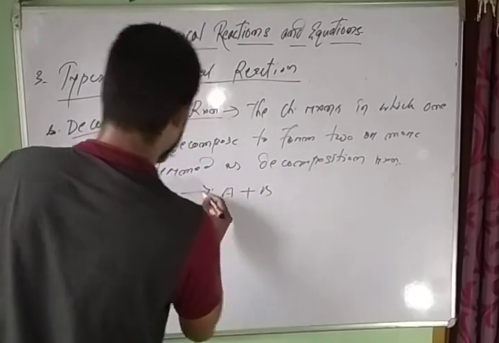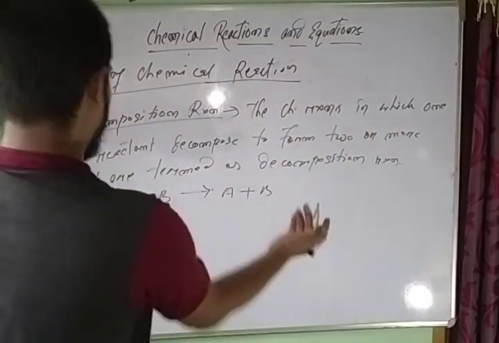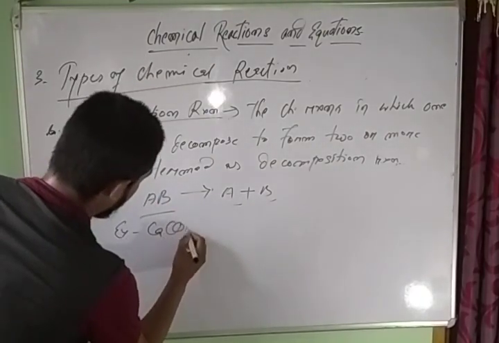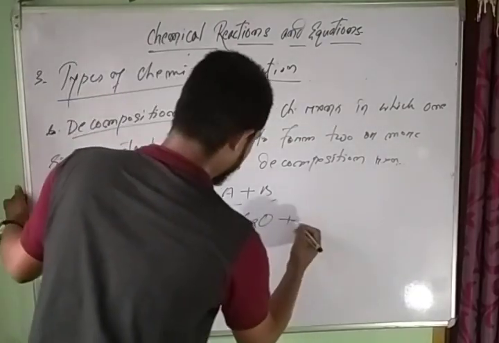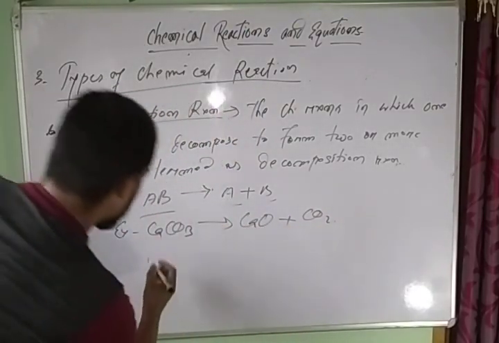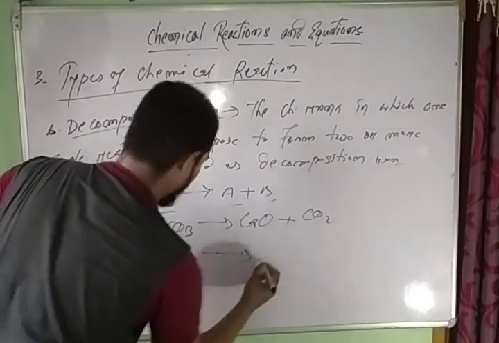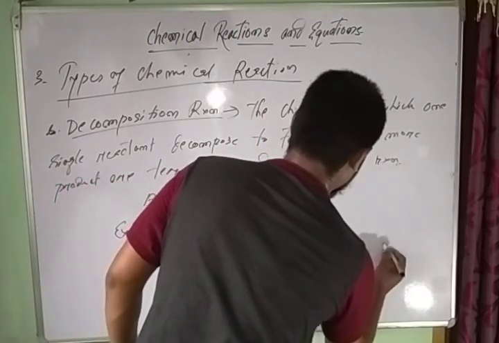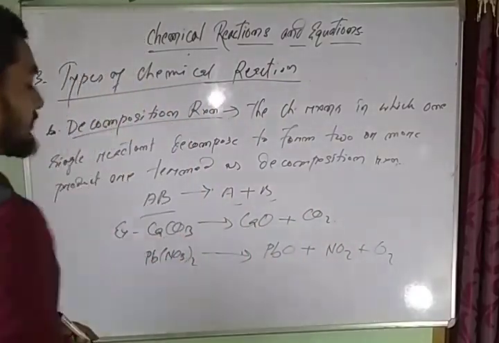It will be in this form: AB decomposes to form A plus B. For example, CaCO3 decomposes to form calcium oxide plus CO2, carbon dioxide. Another example, PbNO3 twice decomposes to form PbO plus NO2 plus O2. All these are the example of decomposition reactions.